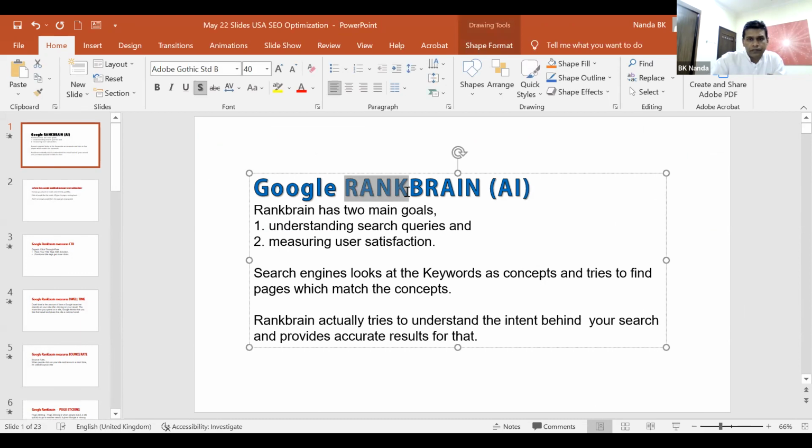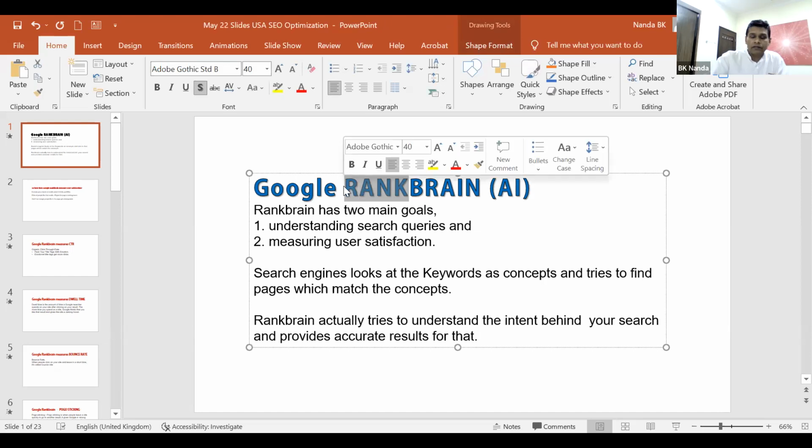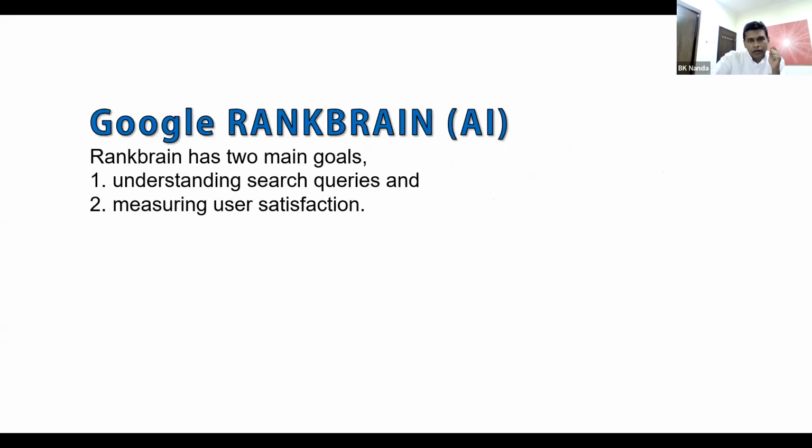Rank here simply means how our website, Baba's website, is going to be ranked. Is it going to be ranked a few 100,000 places below, or is it going to be shown right at the top? So what does the ranking mean? Now this RankBrain has two main goals. That means the search engines, especially Google and Safari. When I say search engine, I'm referring mainly to Google and Safari.